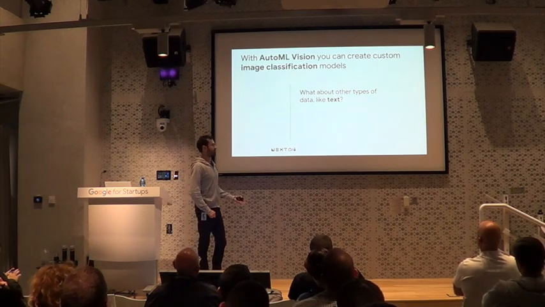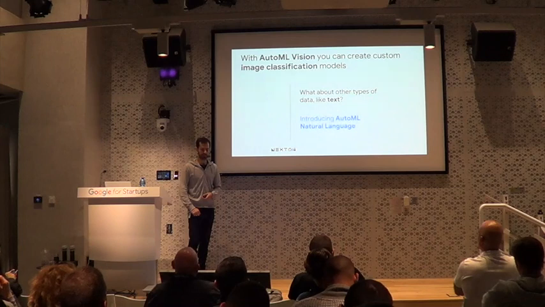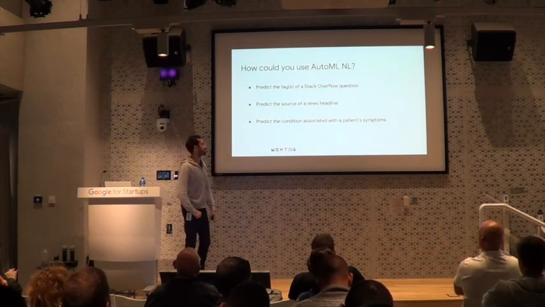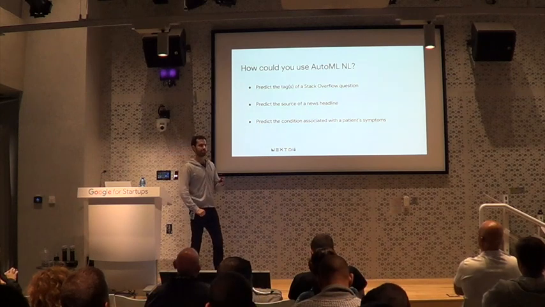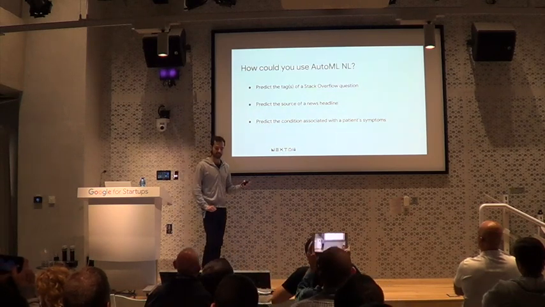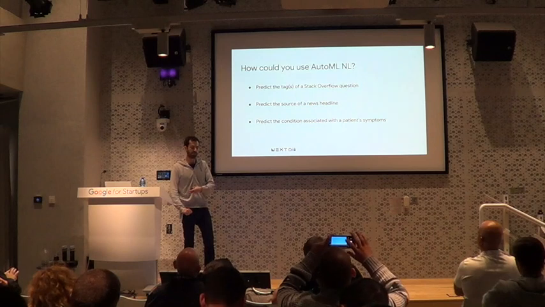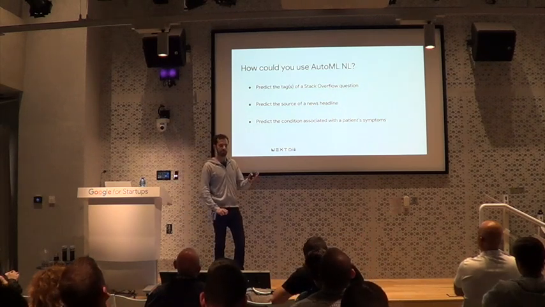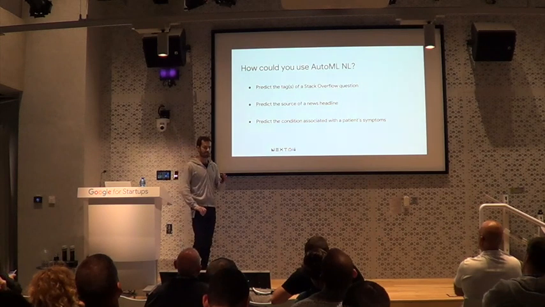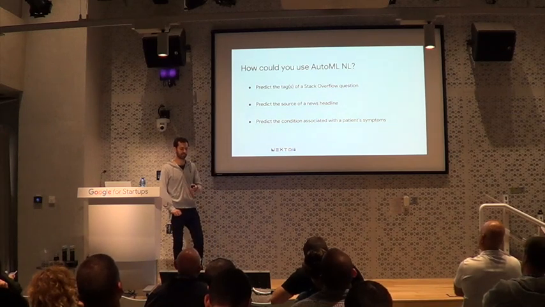So Vision is great for image classification, but what if you've got other problems? You want to classify text like we talked about. You can use AutoML for natural language. So maybe, here are some common use cases. Maybe you want to use it to predict the tags of a Stack Overflow question, or predict the source of a news headline, or maybe conditions associated with a patient's symptoms. These could all be custom vernacular to predict tags. It could be a custom taxonomy for a newspaper that's trying to figure out how to tag a news headline, or perhaps quite specific vernacular for patient symptoms. So you can use AutoML and natural language processing to facilitate this sort of custom problem.